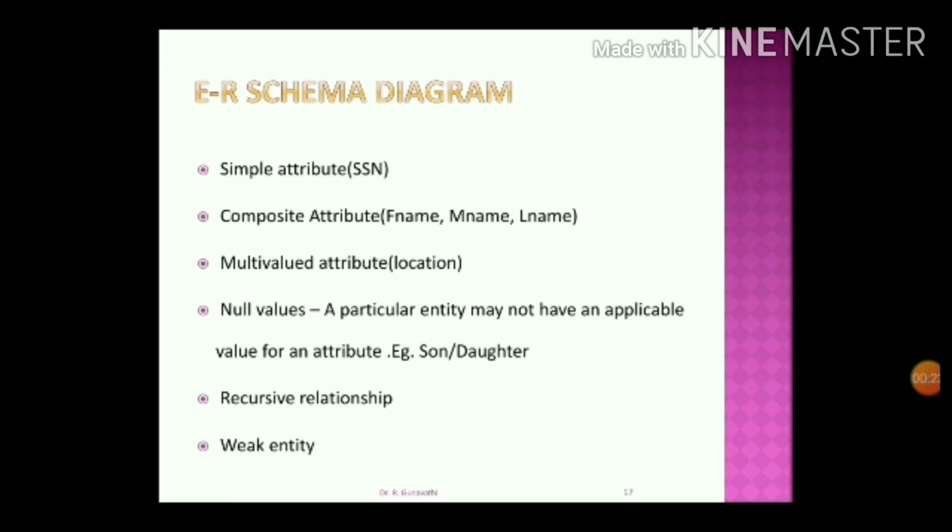Null value. A particular entity may not have an applicable value for an attribute. For example, in a database, a children column will be provided. A person may not have a child, so they cannot fill in the data, and it can be left empty.